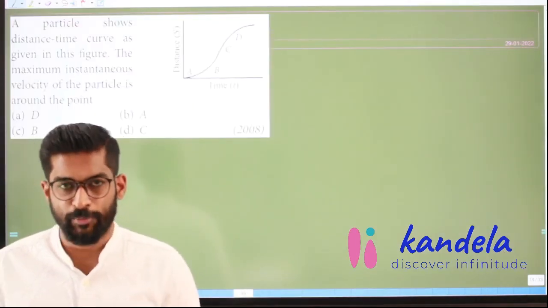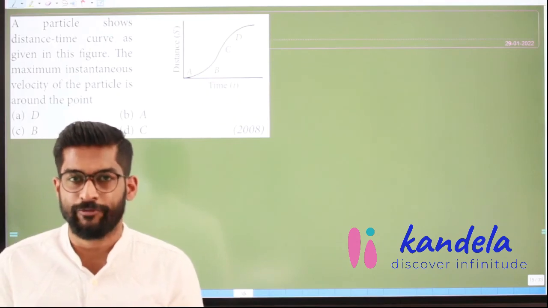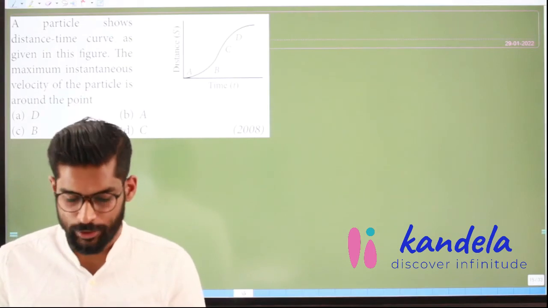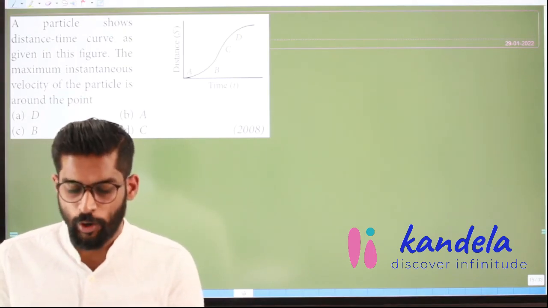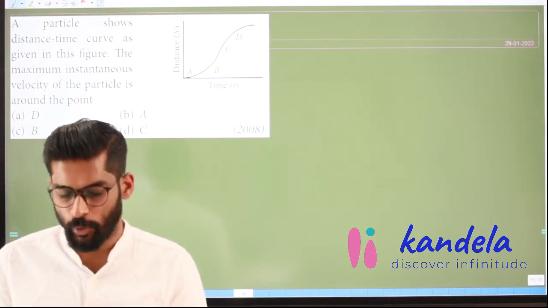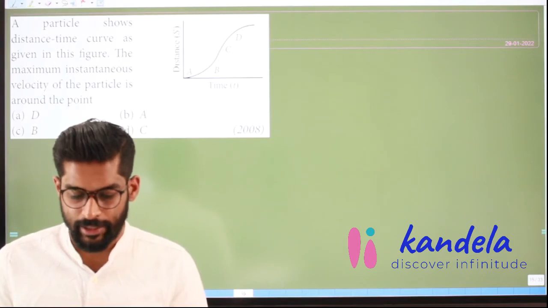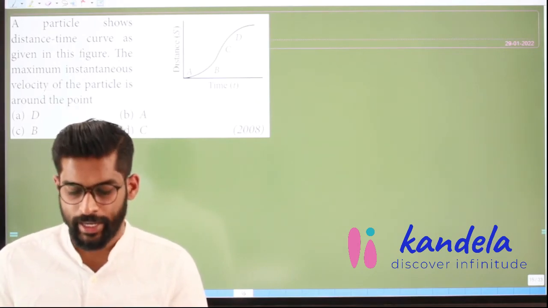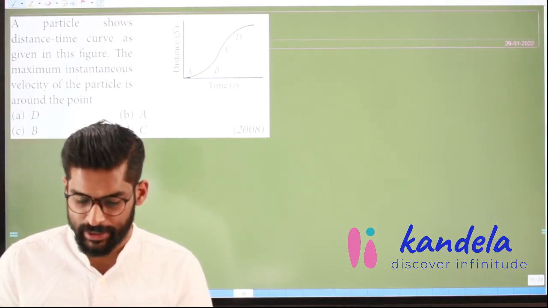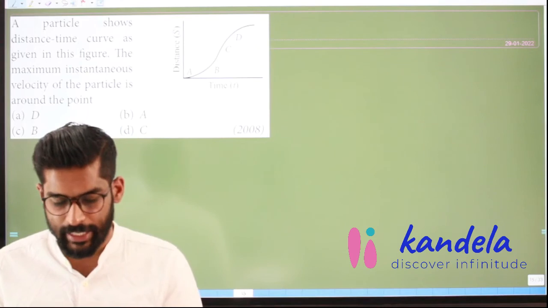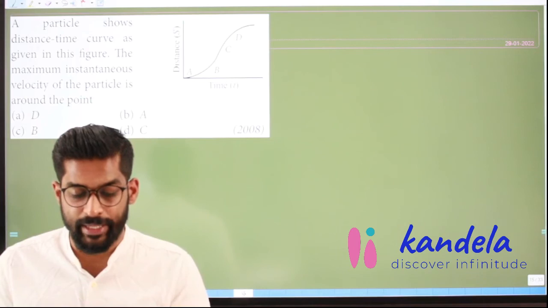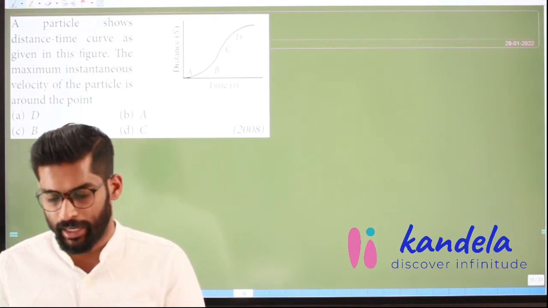Okay, now in this problem, we need to carry forward our information from the instantaneous velocity session. Let's read the question once again. The distance versus time graph is shown here of a particle which is moving. And there are different points given A, B, C, D. A is the distance traveled by the object in time TA, B is the distance traveled at some other time, C is some other time, and D as well. What we need to find is the maximum instantaneous velocity of the particle around this point.